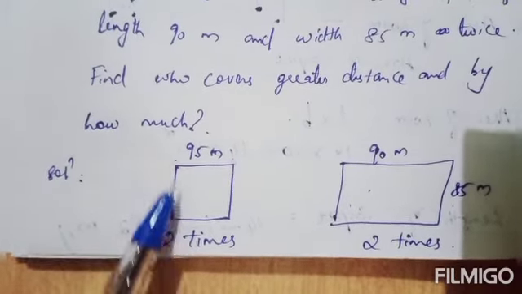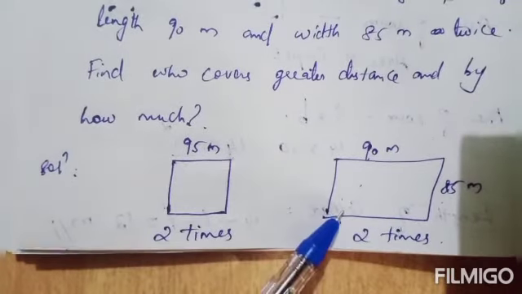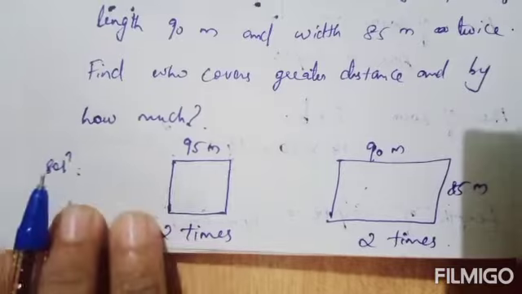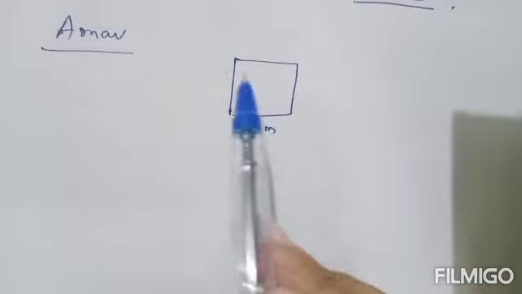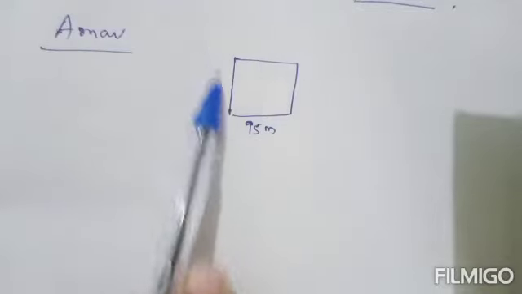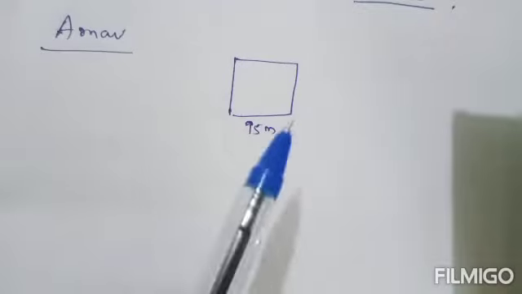Okay, so around distance you have to find. So the concept is perimeter, not area. Okay, now let us take Arnav's case. Arnav is jogging around a square park of side 95 meter 2 times.